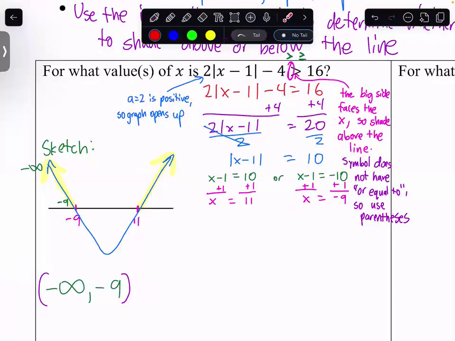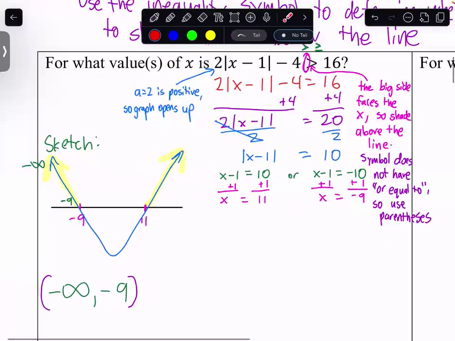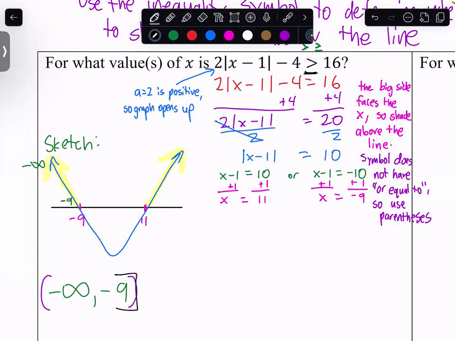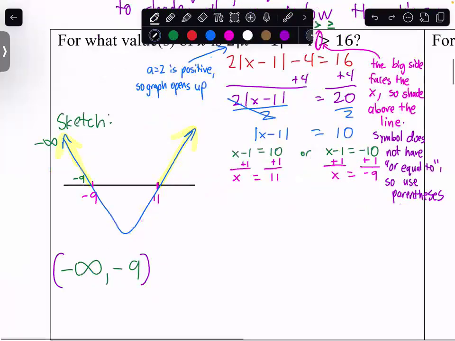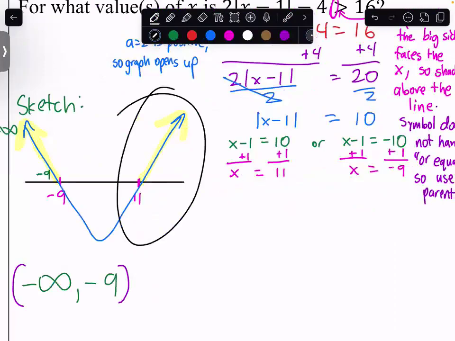Okay, so again, if we pretend for just a second that the original problem did have the underline like this, then we would have used brackets on the -9. But because the original problem did not have the brackets, we use parentheses instead. Okay, and we're going to do the exact same thing on the other side.